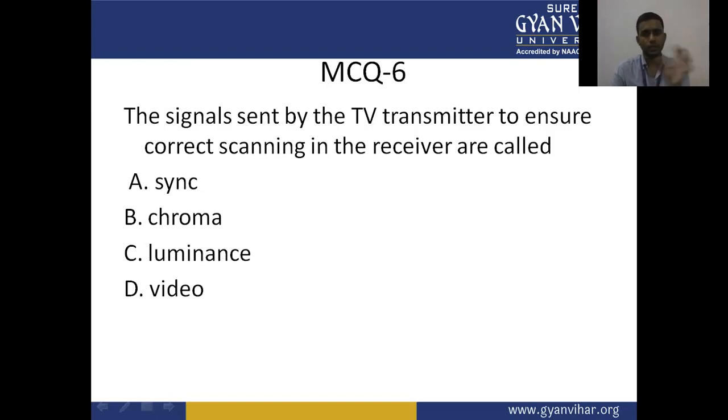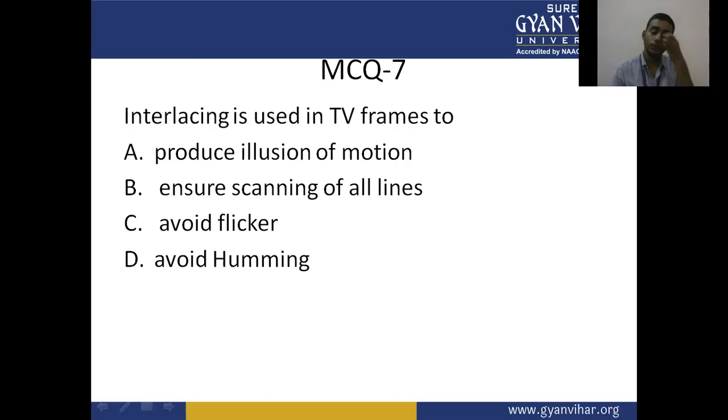In the transmitter and receiver section, correct scanning is done by which concept? Question number seven, interlacing is used in TV frames to A, produce the illusion of motion, B, ensure the scanning of all lines, C, avoid flicker, D, avoid humming.